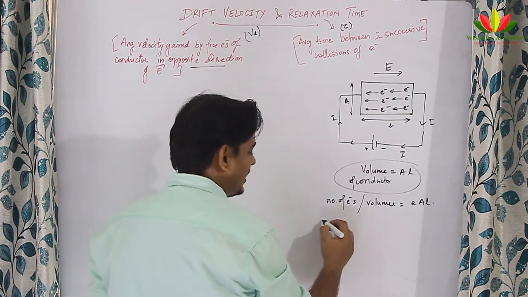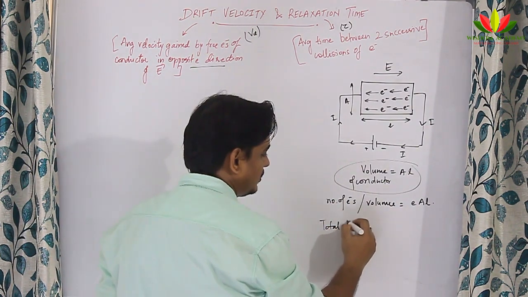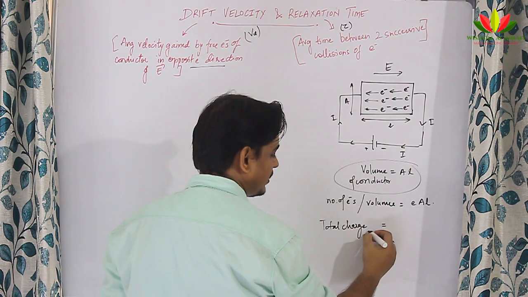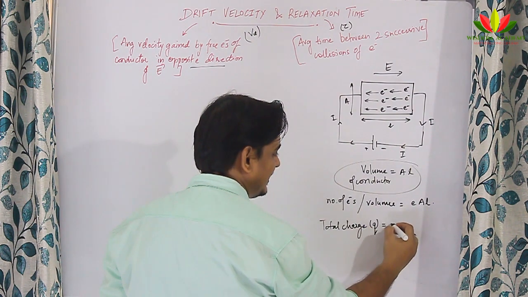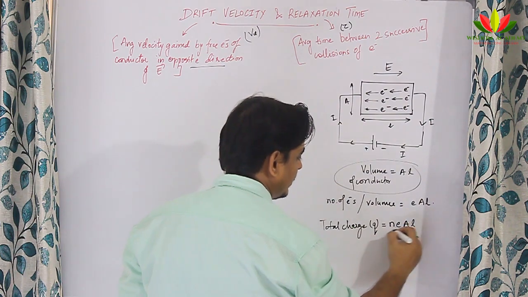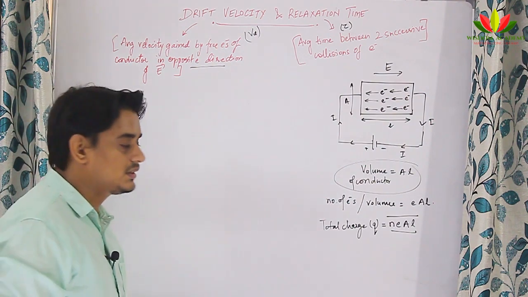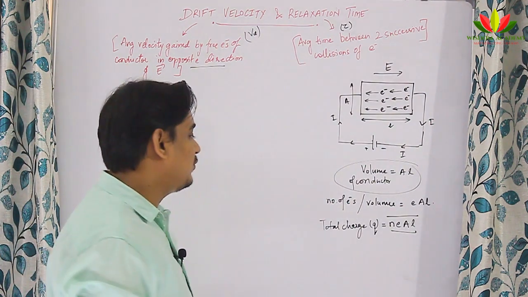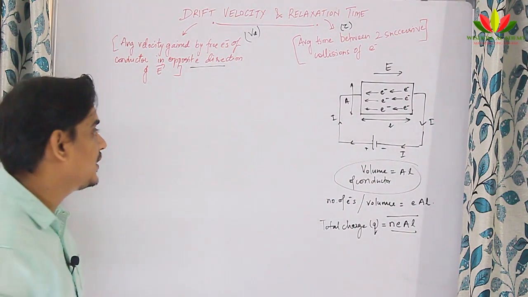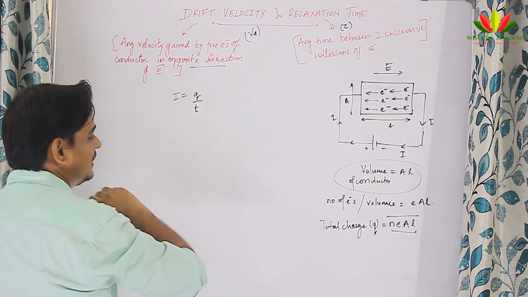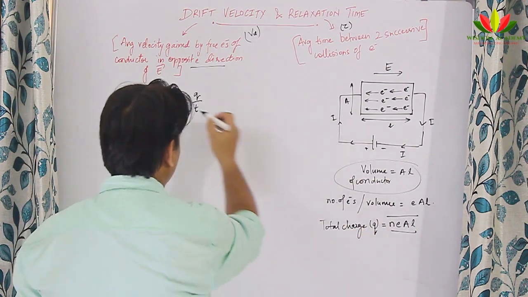And then the total charge is Q, and what is Q? Q is n e, so n into e into A into L. This is the total charge of these electrons. Now we will try to find the current. What is the current formula? We know I is equal to Q by t. So Q we have found, n e A L. Let us try to find what the time is.